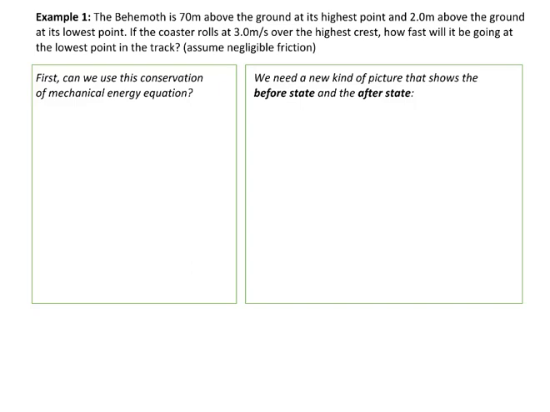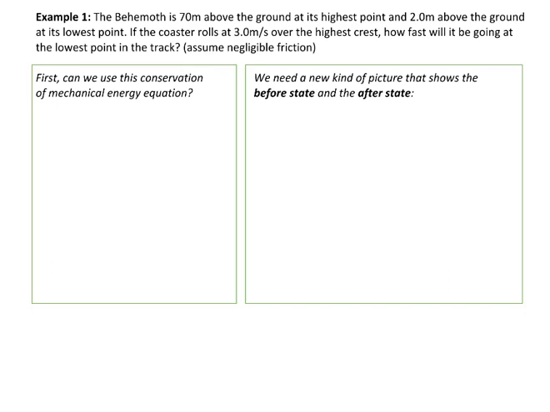All right, so here's an example. Let's say you have a roller coaster. This is the Behemoth at Canada's Wonderland. It's 70 meters above the ground at its highest point, and 2 meters above the ground at its lowest point. And the roller coaster goes 3 meters a second over that high crest. We want to know how fast is it going at the lowest point in the track. We're going to assume there's negligible friction.